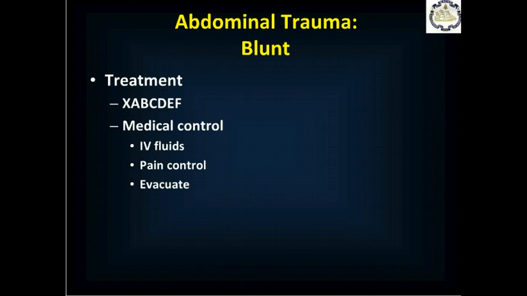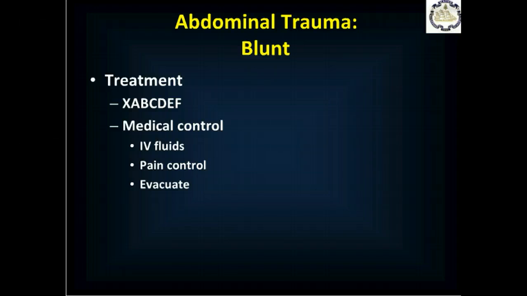So treatment remains the same. First, protect yourself, then control any exsanguinating hemorrhage, airway, breathing, circulation, disability, expose and protect, and find other clues, and then talk to medical control. And if you have any findings that they're ill, or your mechanism of injury is highly suggestive, or they don't appear ill, but you come up with a plan for monitoring them, and then something comes up like blood in the urine, you want to evacuate them.